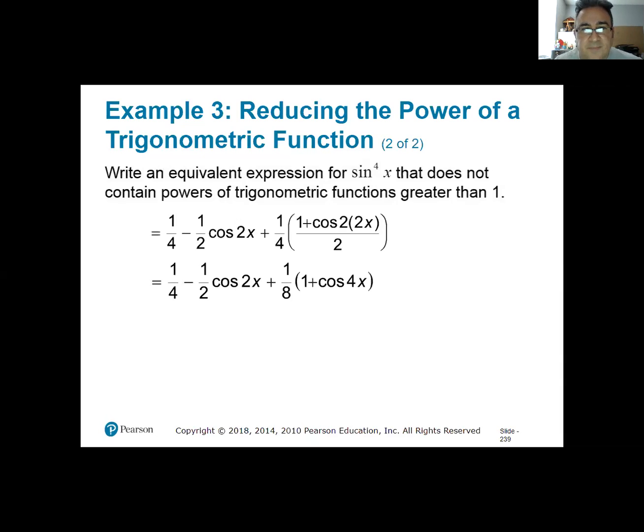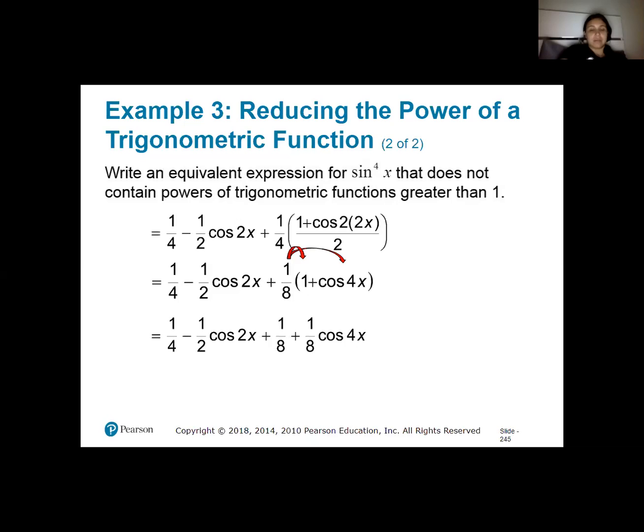And now, what do we do? I've got the 1/8 outside the parentheses, right? So I have to do what with it? Combine it with the 1/4? Or no, multiply it, distribute it. Distribute it, very good. 1/8 times 1 is 1/8, and then 1/8 times cosine of 4x would be 1/8 times cosine of 4x.